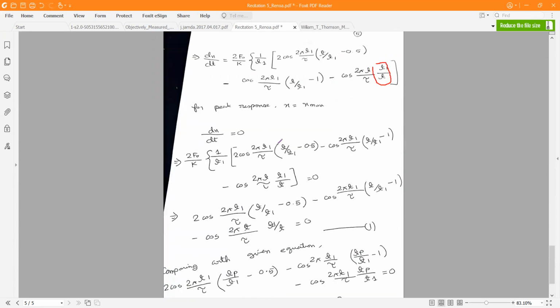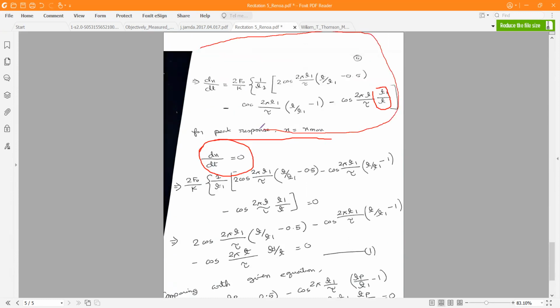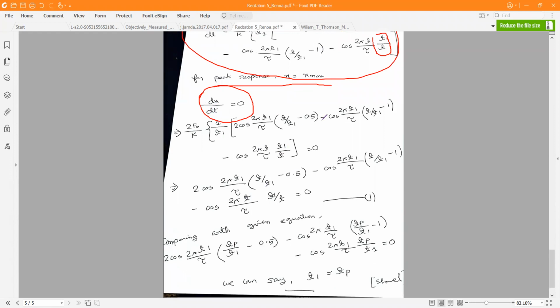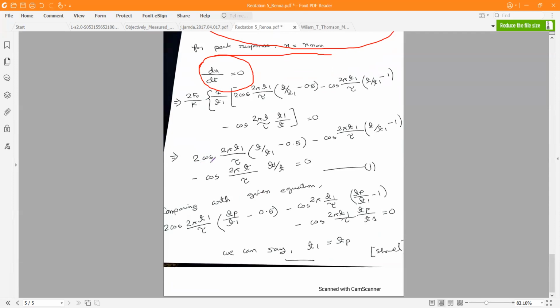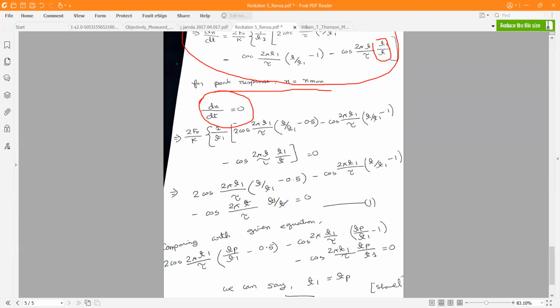Now we know that for the peak response, x equals x max, dx by dt is equal to 0. So I'm just going to set this whole equation to 0, and from that I can write that 2 cos 2 pi t1 over tau multiplied by (t by t1 minus 0.5) minus cos 2 pi t1 over tau (t over t1 minus 1) minus cos 2 pi t over tau into t by t1 is equal to 0.